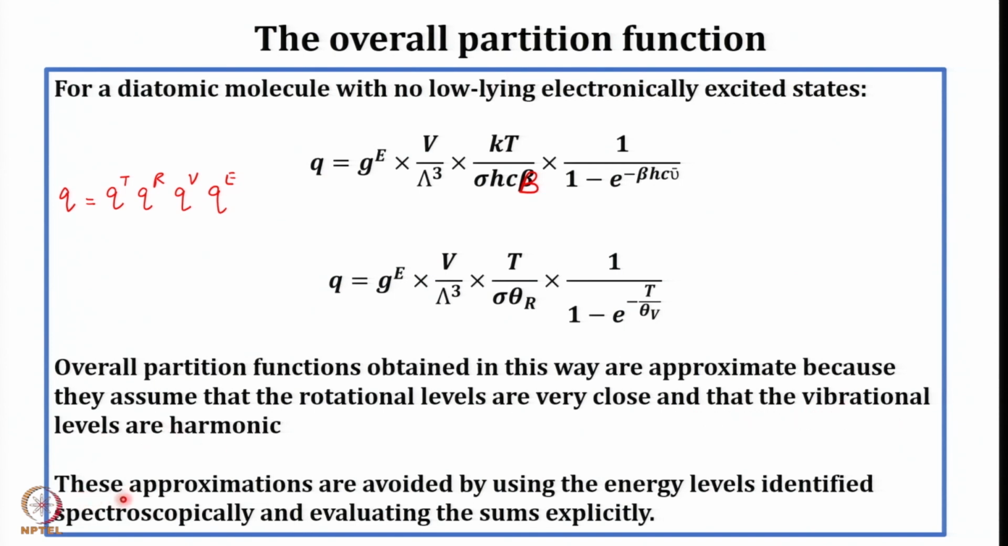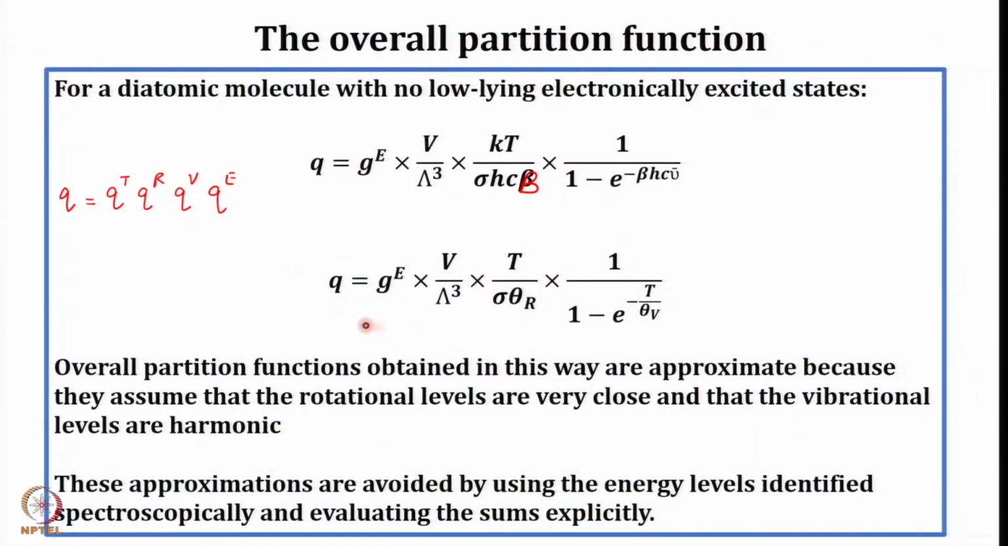Further, these approximations are avoided by using the energy levels identified spectroscopically and evaluating sums explicitly, which is not that easy. By evaluating the sum explicitly, that means then you have to know how many terms you have to add. And the overall partition function which we just described written in this way is actually approximate, and the reasons for this approximation are given in these comments which we just discussed.